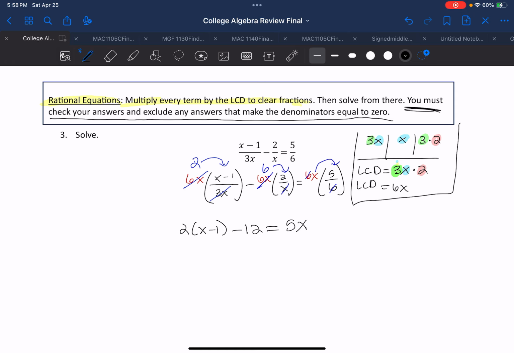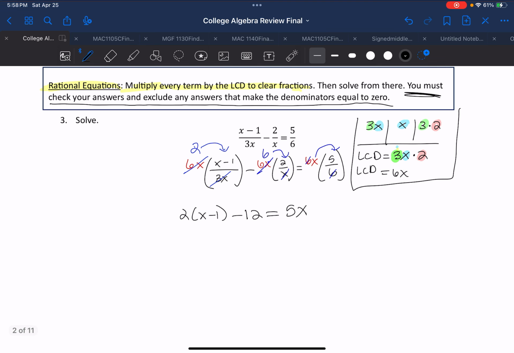So I cleared the fractions, so now I will just solve this equation from here. So I'll distribute the 2, which will give me 2x minus 2, and then bring down the minus 12 equals 5x. Combine these like terms. Negative 2 minus 12 is negative 14.